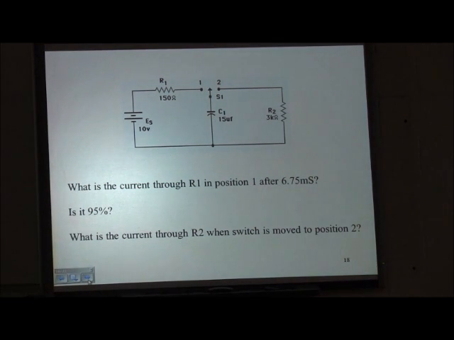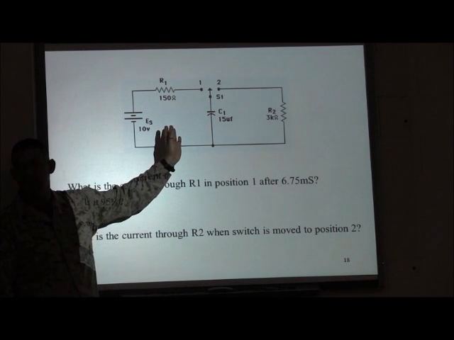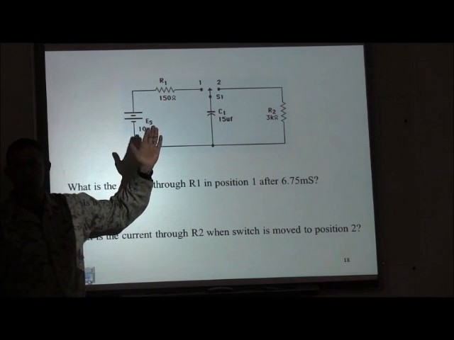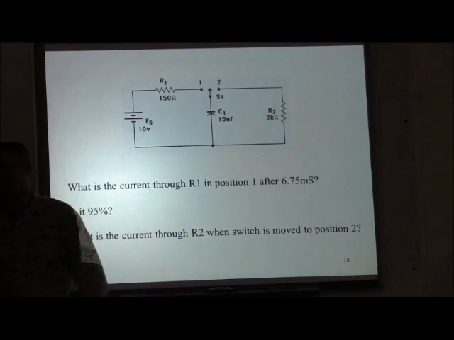Okay, so what's happening to voltage at C1 in position 1? It's charging, so it's doing what? It's rising, and then everything in position 2 is decaying.